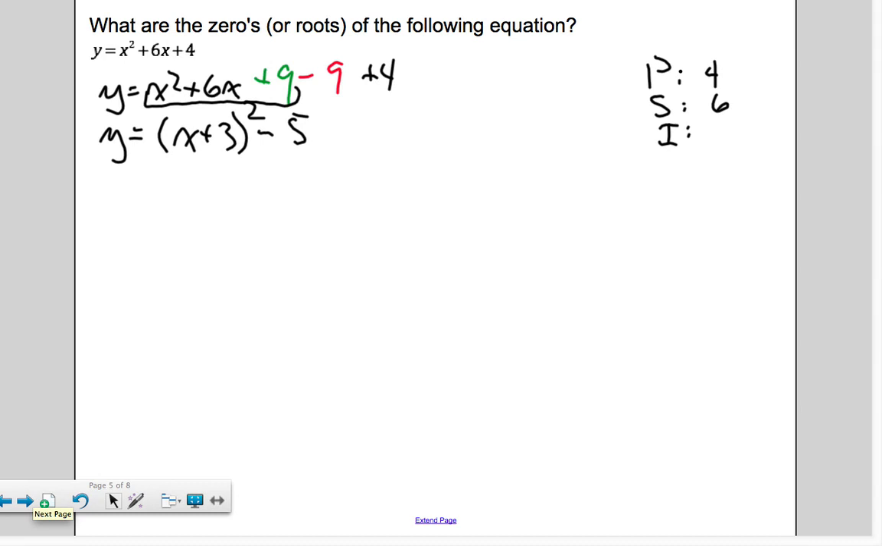So what does the zero root mean again? What does it mean when we want to find the roots or find the zeros of this equation? When it crosses the x-axis, or basically y is equal to 0. So here we're going to say y is equal to 0, (x plus 3) squared minus 5. So I want to isolate the part that's squared. How do I do that? We add 5 to both sides, so I can isolate the part that's squared.